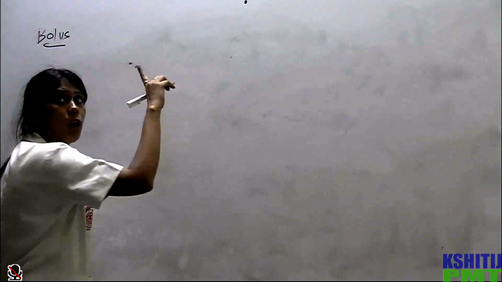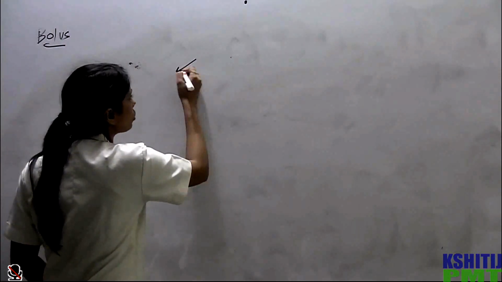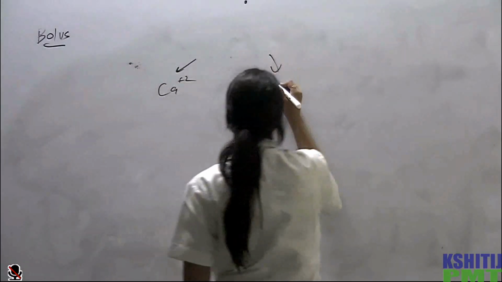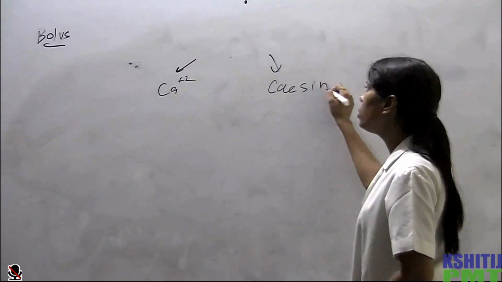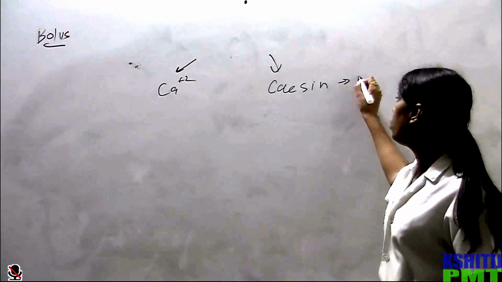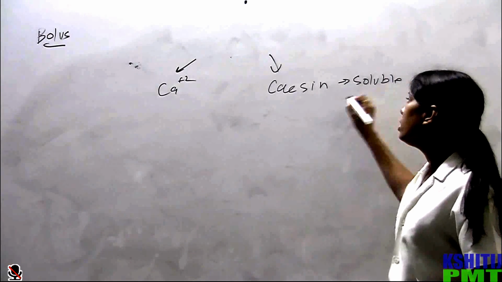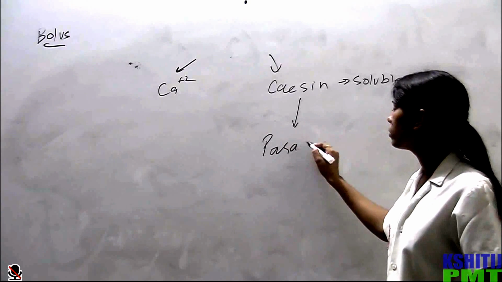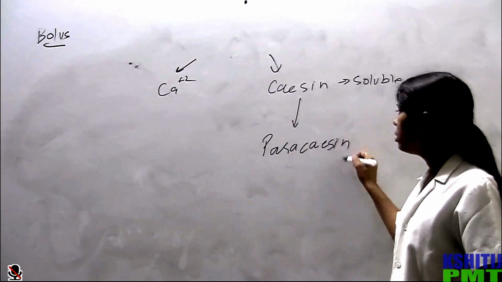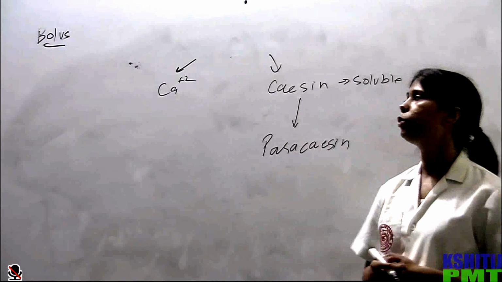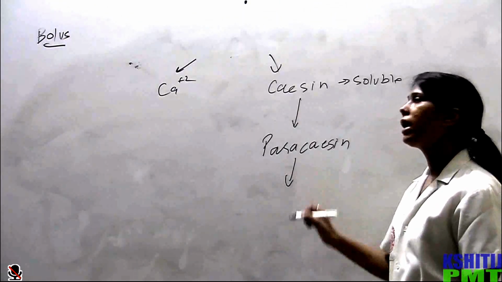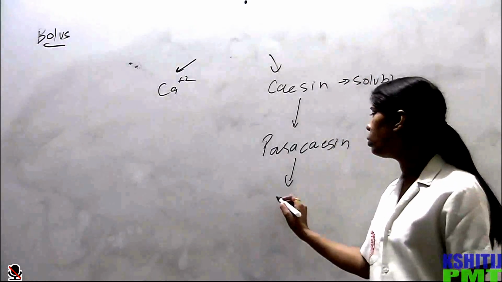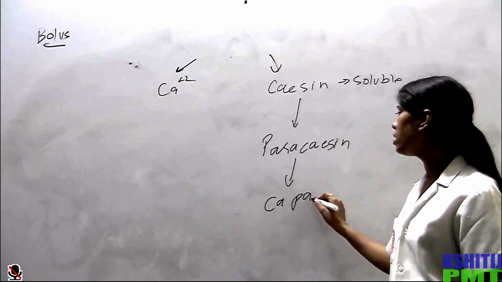First of all we have milk. In that we have two things. Number one, lots of calcium is there in milk. The second thing is casein. Casein is insoluble. This casein is first converted to paracasein, and this paracasein is again converted to calcium paracaseinate.